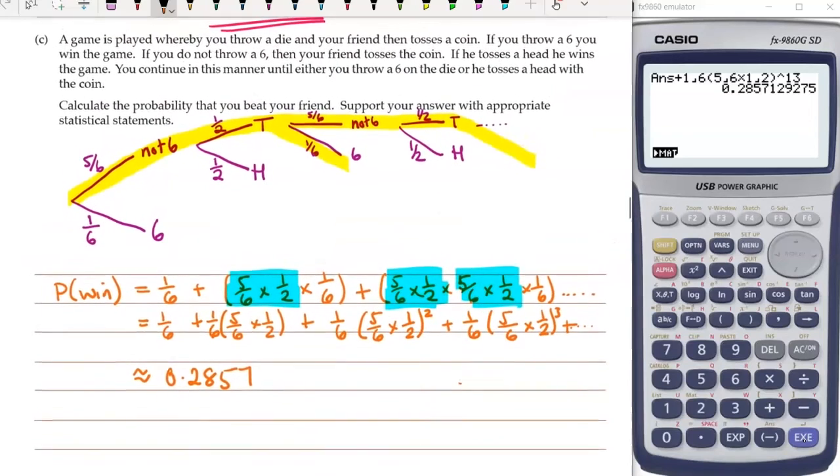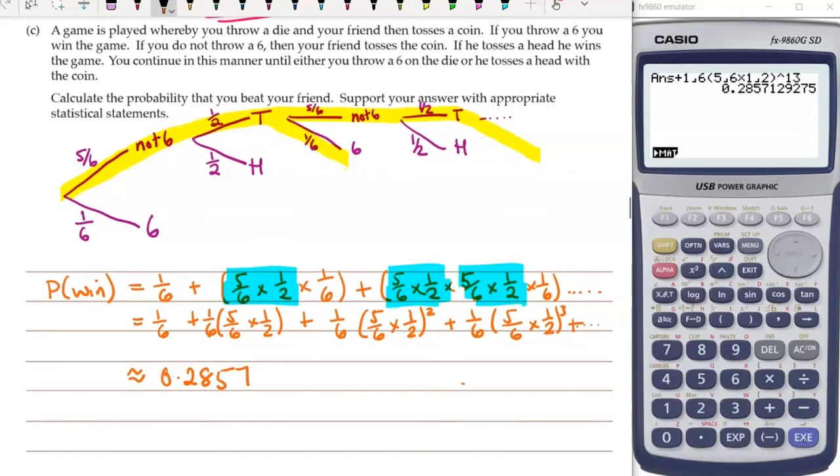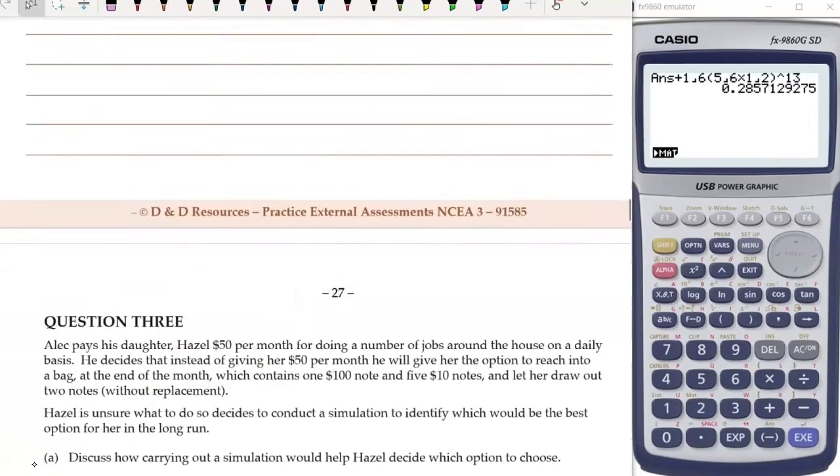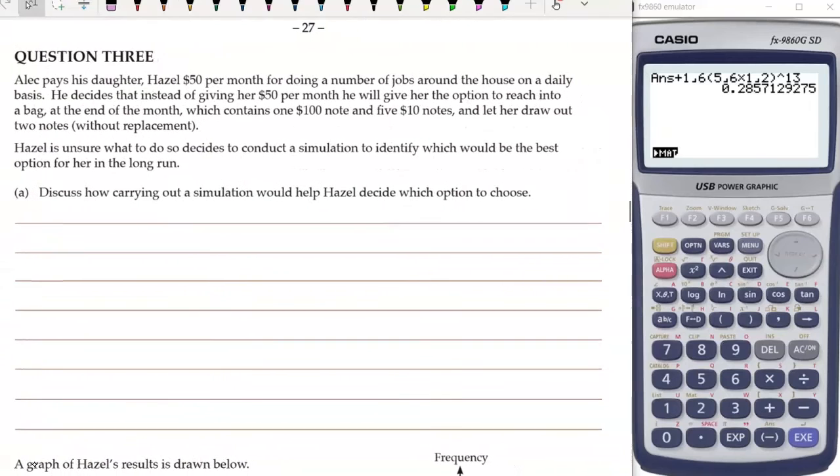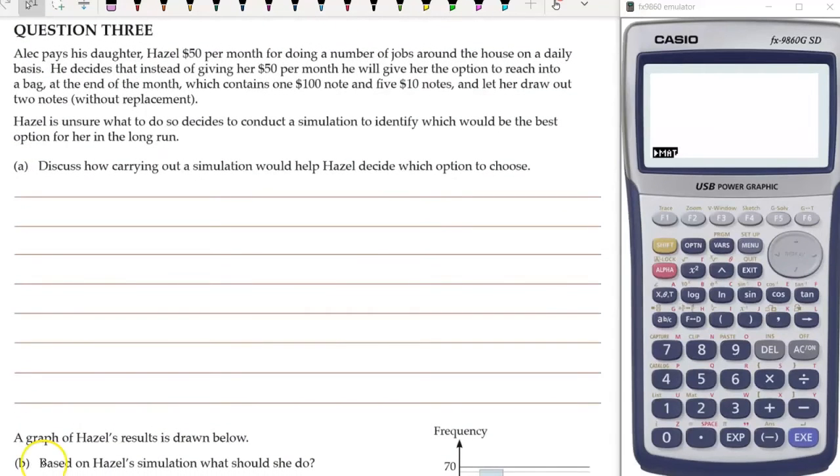That's a particularly tricky question. I think possibly harder than you get on the external, but still doable. Okay, let's take a look at question 3.